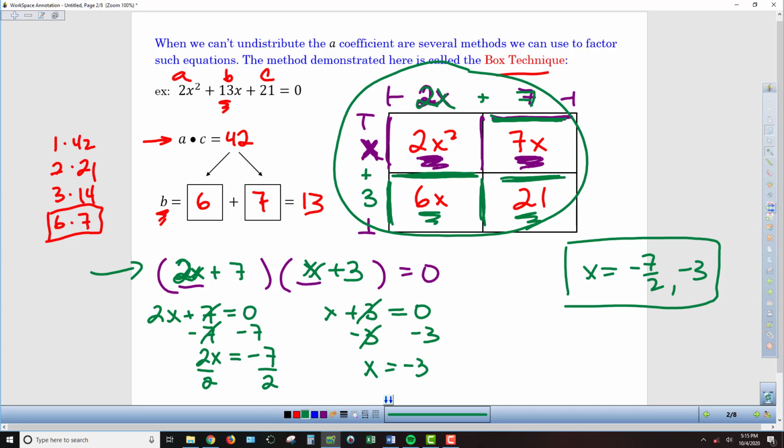But it is not so simple as just finding two numbers that multiply to make 21 and add to make 13. This 2 that's attached to the x squared plays a role in that, and so this box method is a way of accounting for that 2 and helping us get to the two sets of parentheses. But if you don't want to use the box and you have another method that you've picked up elsewhere, feel free to do that, but I'm going to continue with this box approach in the next two examples.